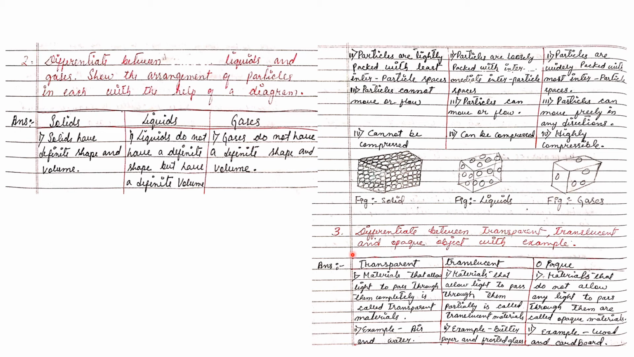And now number 3, we will see differentiate between transparent, translucent and opaque objects with example. First, materials that allow light to pass through them completely are called transparent materials. Number 2, materials that allow light to pass through them partially are called translucent materials. Number 3, materials that do not allow any light to pass through them are called opaque materials. Examples of transparent, air and water. Examples of translucent, butter paper and frosted glass. Examples of opaque, wood and cardboard.